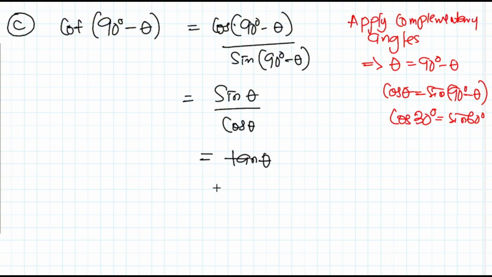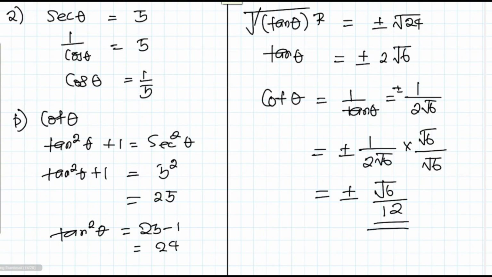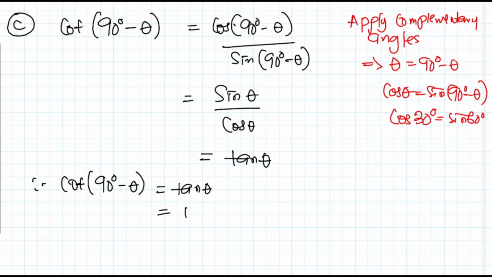Can you see? Therefore, cot of 90 degrees minus theta will be equal to tan theta. And from what we have found, tan theta is plus or minus 2 root 6. And that is the answer. So this is how to apply the identities to solve problems.